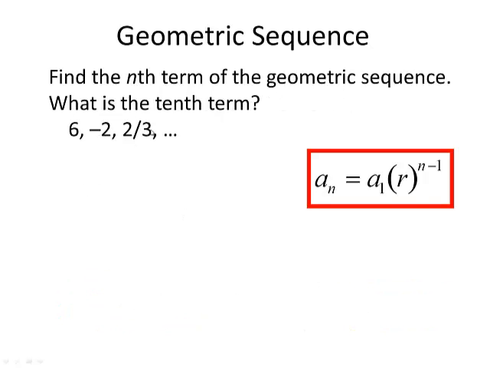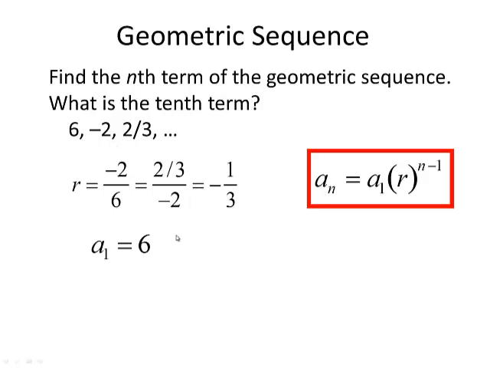Okay, given these numbers here, find the nth term of the geometric sequence, and then find what is the 10th term. So my r is equal to negative 2 over 6. Or, if we use these two, it's 2/3 over negative 2. And 2/3 over negative 2 is negative 1/3. And this is also negative 1/3. So that we've double checked both of our ratios, the first ratio and the second ratio. And the first term is 6.